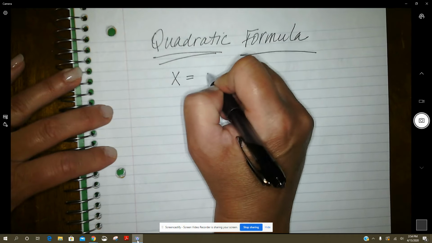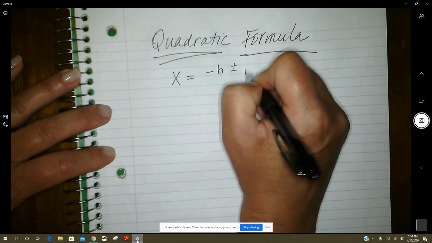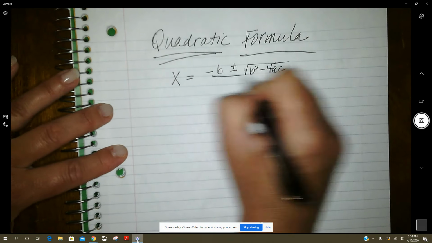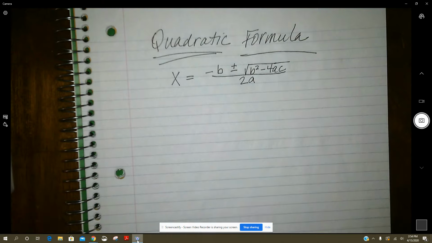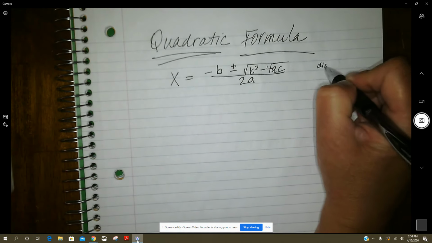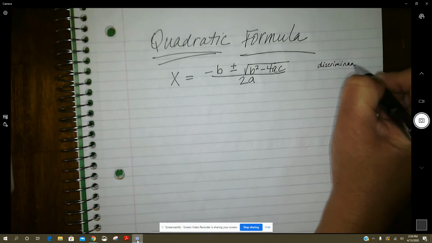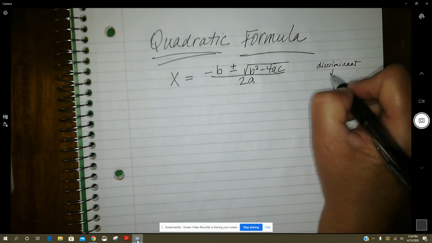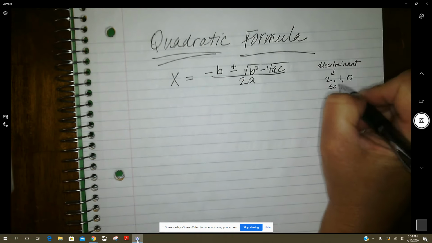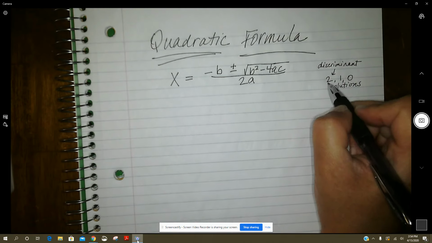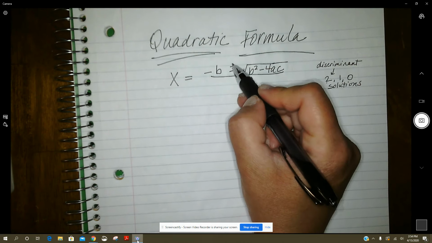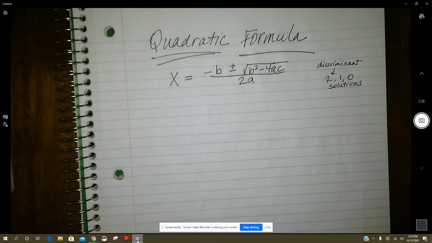The quadratic formula: negative b plus or minus the square root of b squared minus 4ac, all over 2a. Remember that the b squared minus 4ac, that discriminant that you explained to me so beautifully, tells you if you have two answers, one answer, or no solutions. And how are you going to get two out of this one formula? It's right here, in the plus and the minus. That's where it's going to come from.